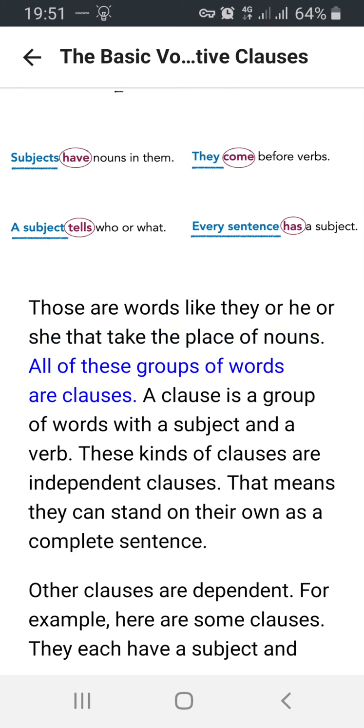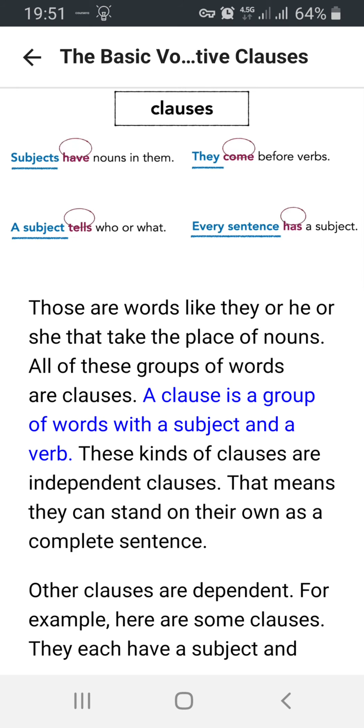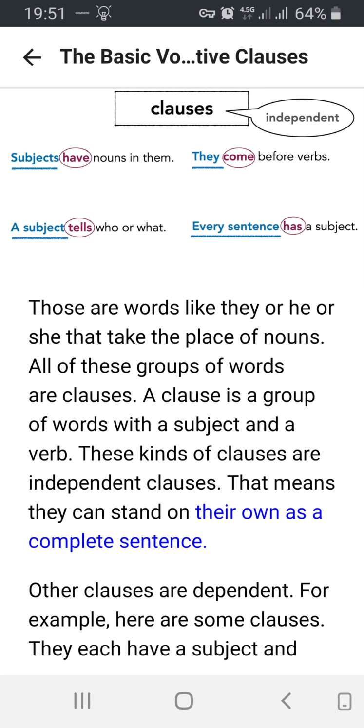All of these groups of words are clauses. A clause is a group of words with a subject and a verb. These kinds of clauses are independent clauses. That means they can stand on their own as a complete sentence.